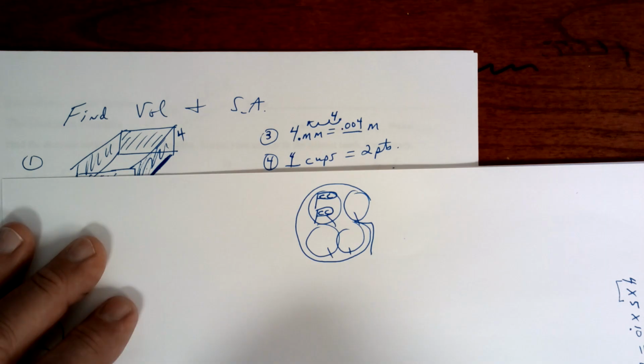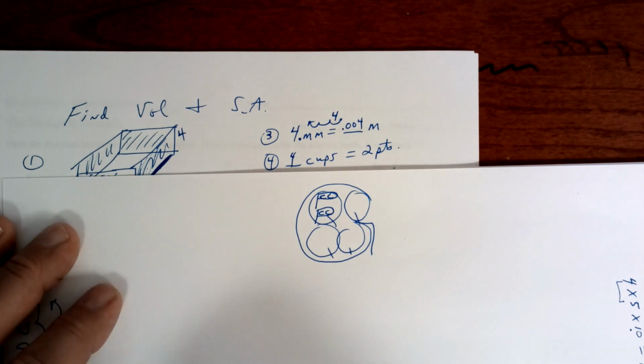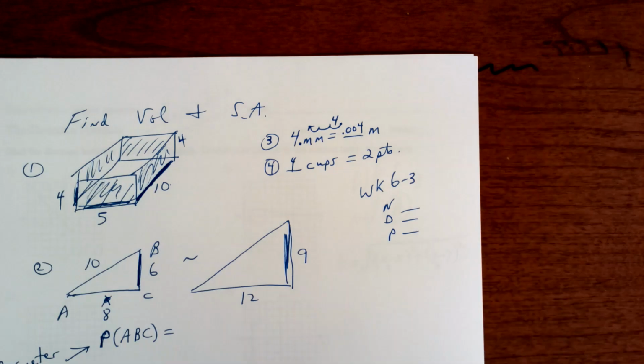I'm going to say 4 cups. And remember, there's 8 ounces in a cup. So 4 times 8 is 32. That's 32 ounces in a quart. All right, let's keep moving.